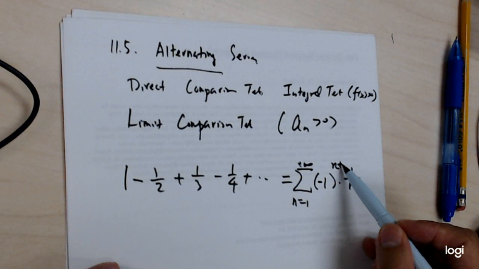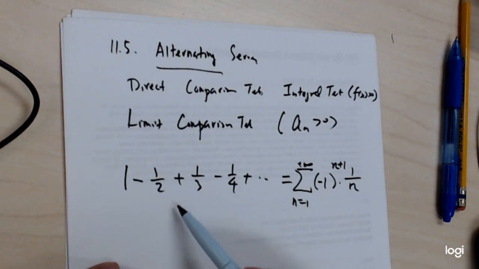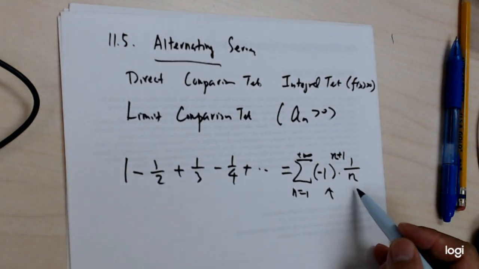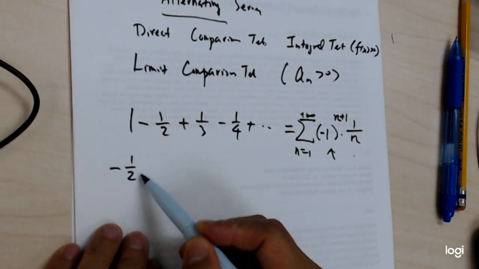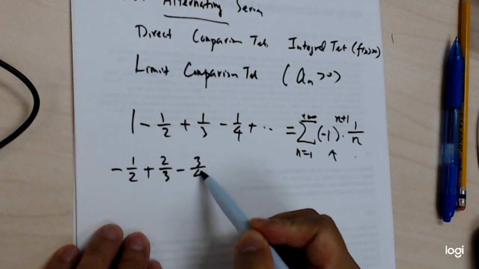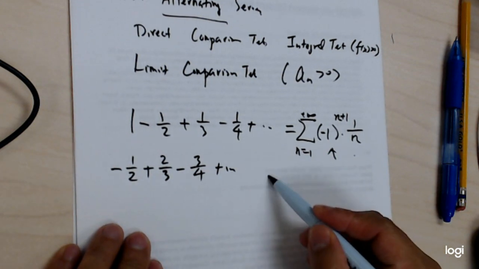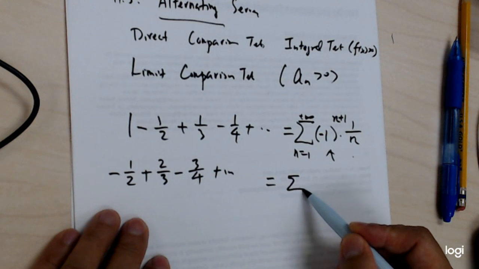So sometimes I put a plus 1 here. So now the sign will be alternating between positive, negative, positive, negative. So this component is the sign part, that component is the positive part. Here's another example. This one is also what we call an alternating series, just because the sign is alternating.